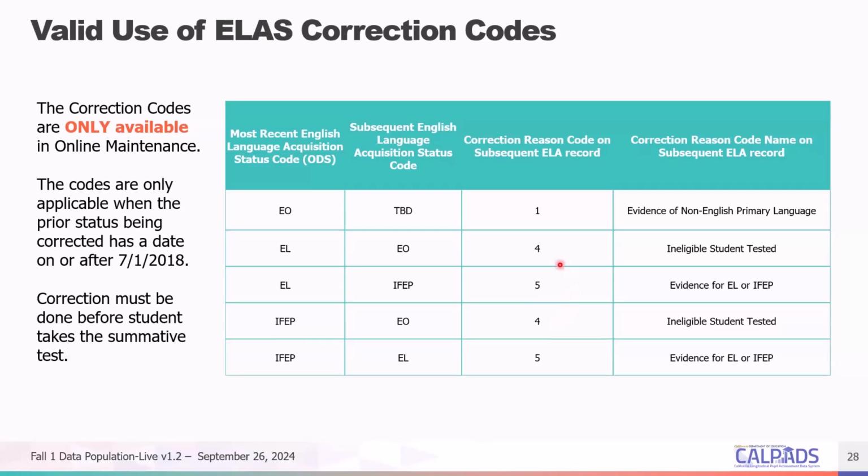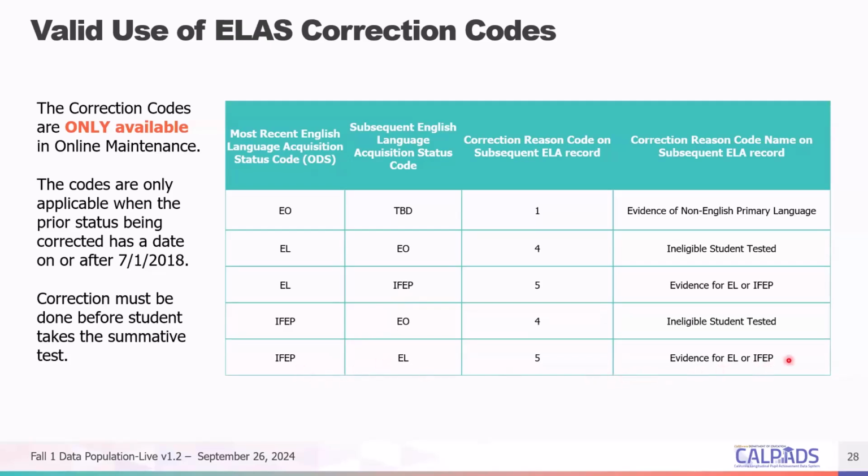The next one, correction reason code 5, is defined as evidence of EL or IFEP, and it again shows up in 2 rows on the table here, which show the 2 progressions for which you can use correction reason code 5, and they are from the status of EL to the status of IFEP, or from the status of IFEP to the status of EL.